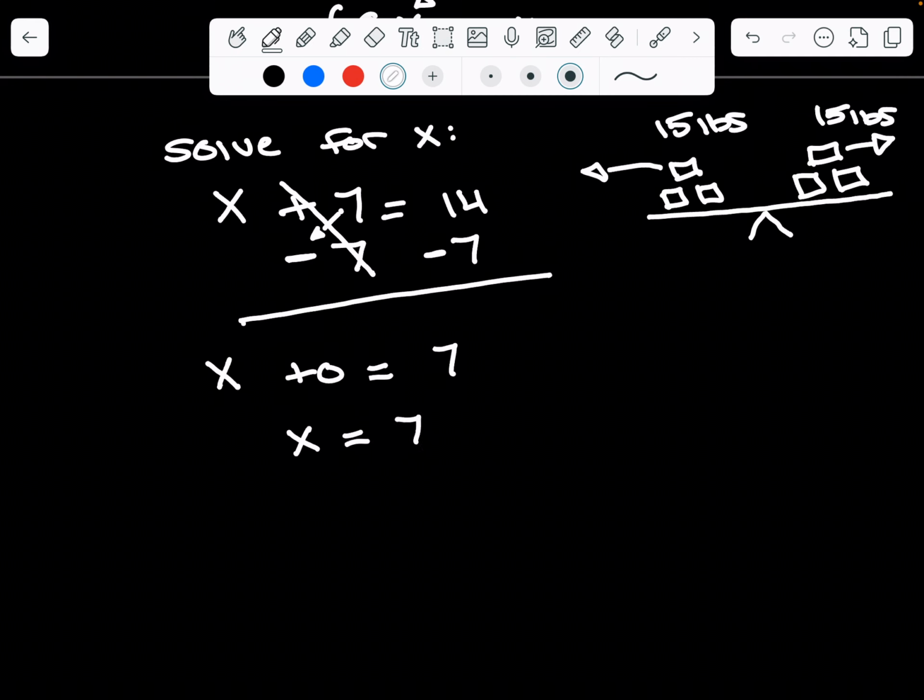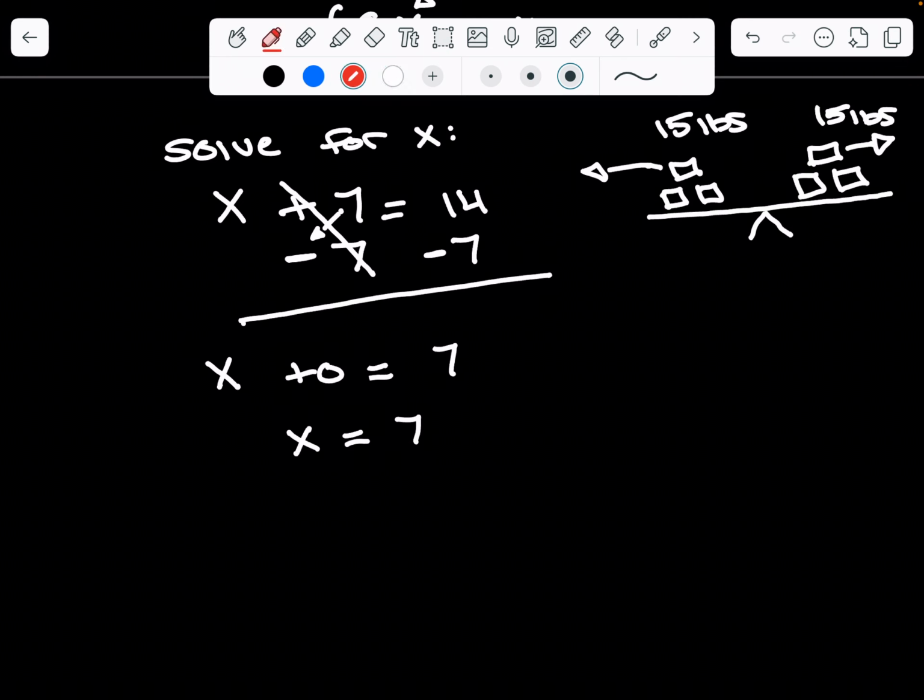equals 7. Okay, so we followed all of the rules of the scale analogy. We moved something from the left-hand side to the right-hand side, and we did the exact same thing. So we removed a weight like we did here on the left, and then we also did it on the right. Okay, and then we simplified.